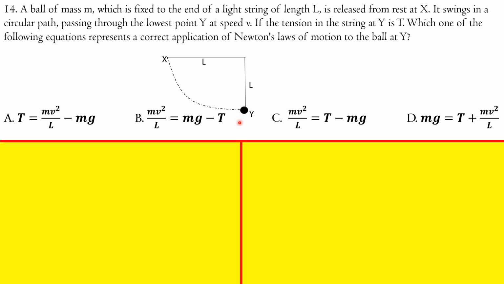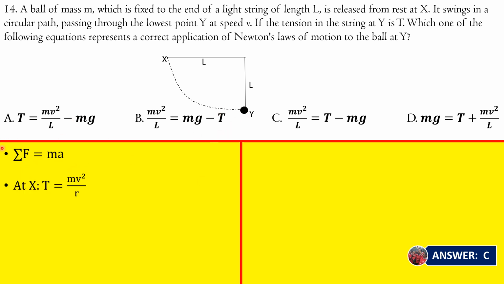So at y, it has a speed v. So it's very easy, right? So the answer is just C there. Well, let me just show you why the answer is C. So you have summation F equals ma at this particular point y. So at x, I've just indicated at x.